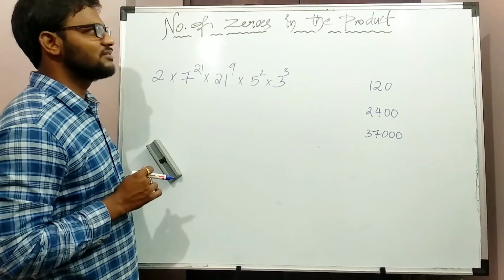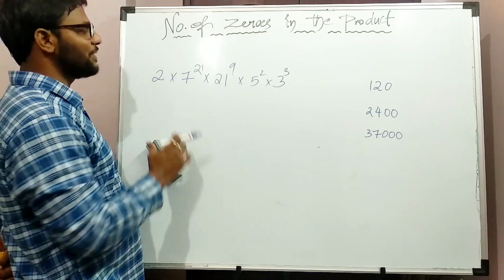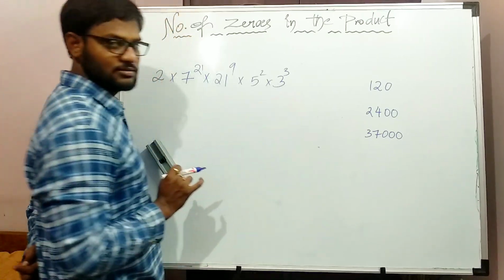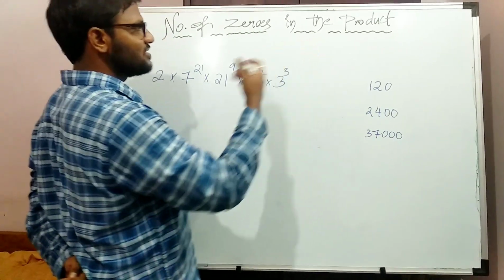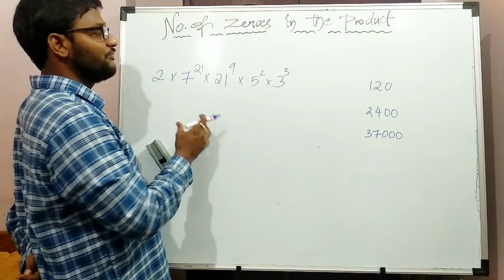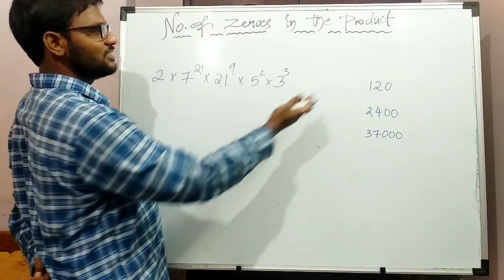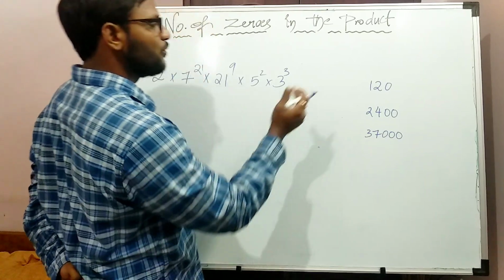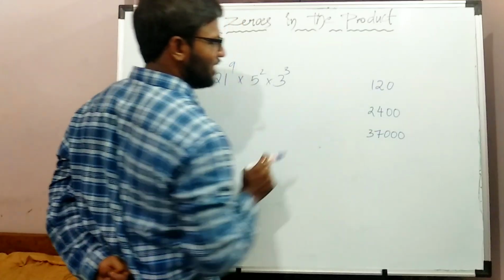What is product? Product is nothing but the number or the result obtained by multiplying the numbers. If we add the numbers, we'll get sum. Product is the result obtained by multiplying the numbers. Here we have to find the number of zeros in the product. For example, here 120. 120 is ending with 1 zero. So only 1 zero in the end.